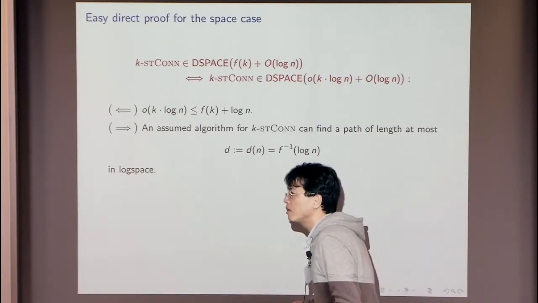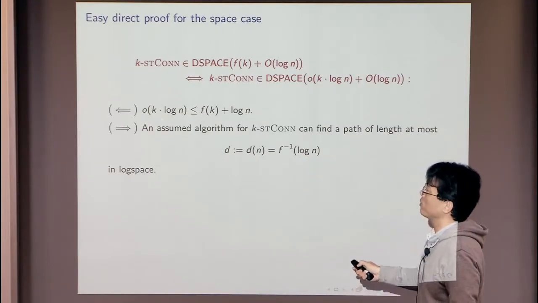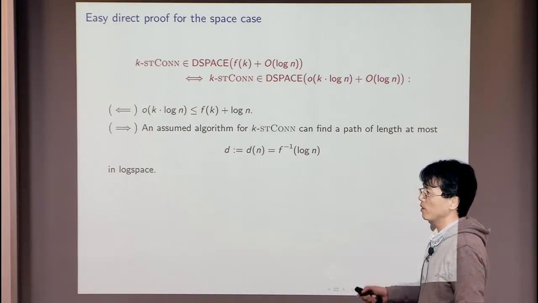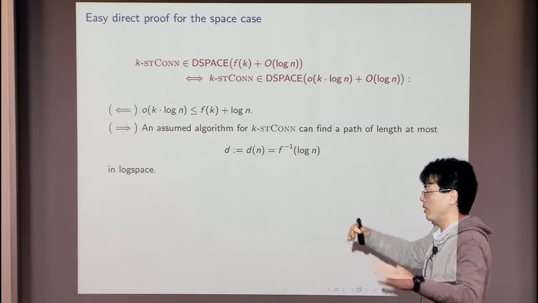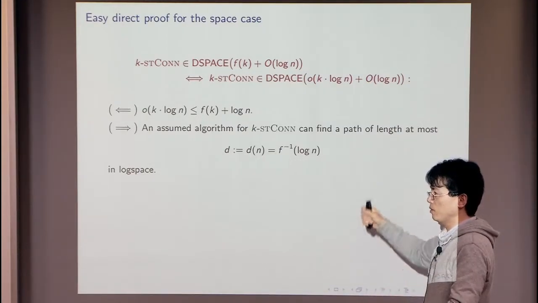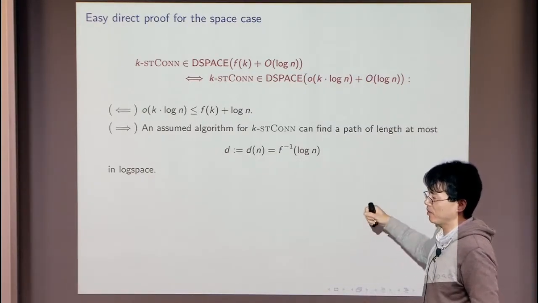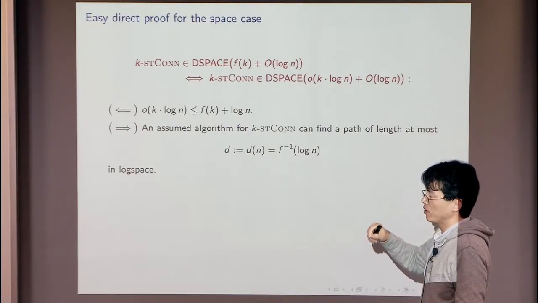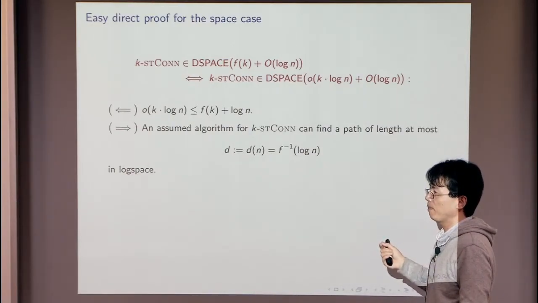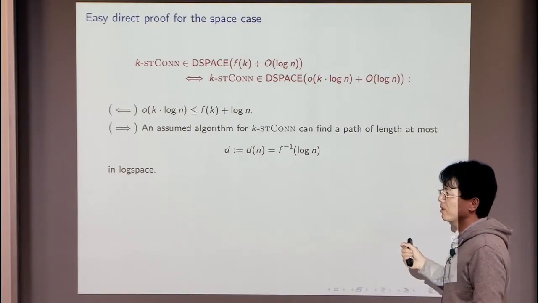Sorry? Little o means? Little o is just a function. Imagine this is h of x. So when x goes to infinity, h of x divided by x goes to 0. Then you plug in this function h with k log n. That's it.